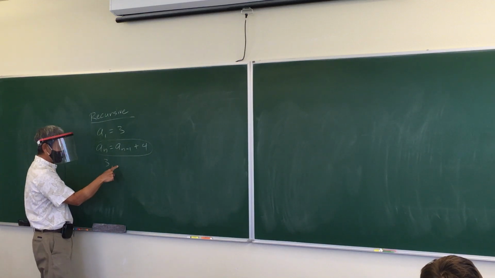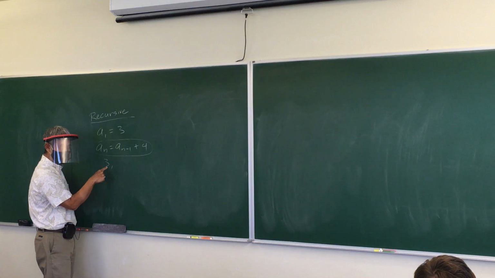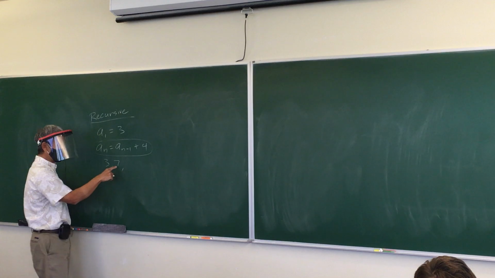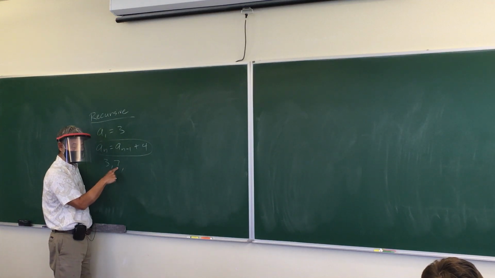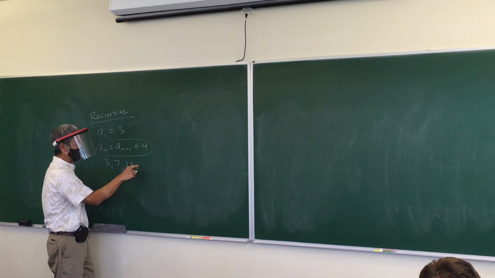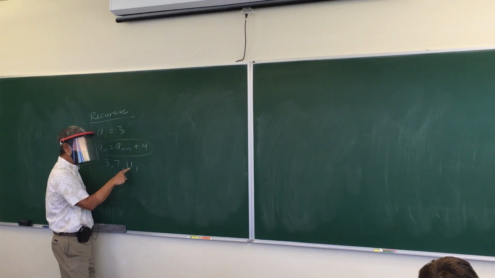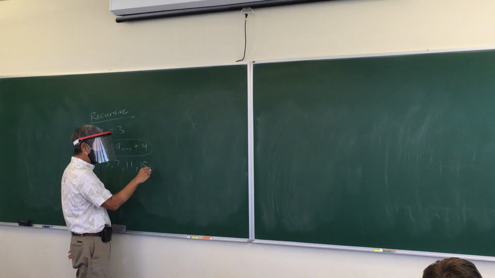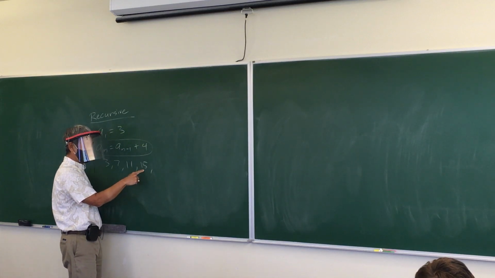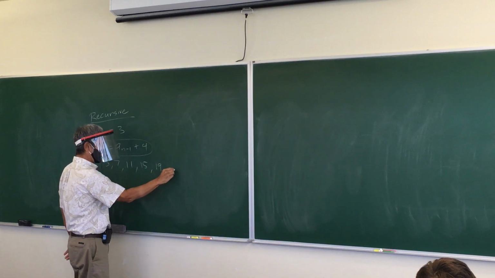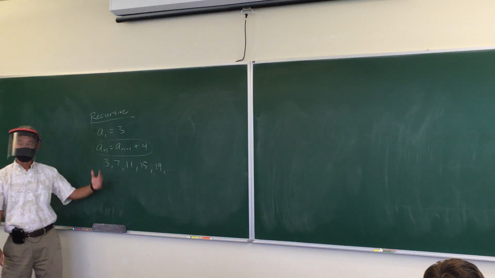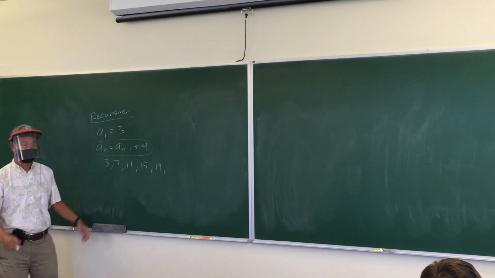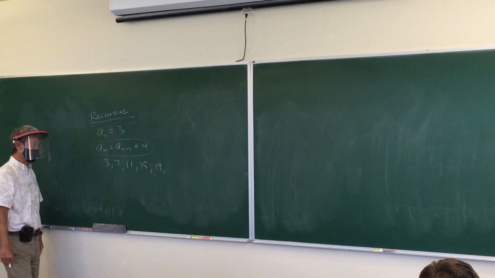So if I want the second term, I have to take the first term and add 4, and you get 7. To get the third term, I look at the second term and add 4. If I want the fourth term, you take the third term and add 4. And then if I want the fifth term, you take the fourth term and add 4. There you go. That's the first 5 terms. And then I'm going to ask you, well, what is the 100th term, or the 200th term, or the 1000th term of this sequence? What are you going to do?